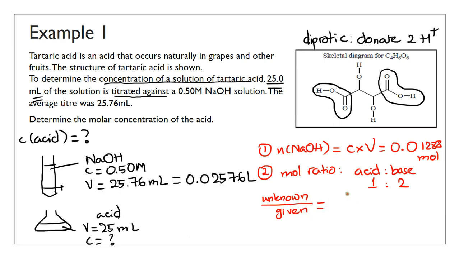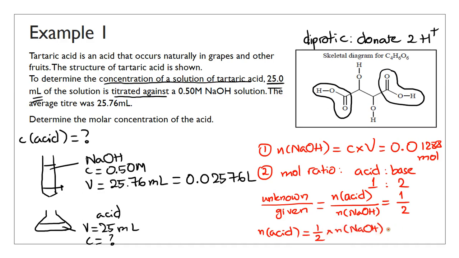So the unknown over given is going to be the number of mole of the acid over the number of mole of sodium hydroxide, which is a 1 to 2 ratio. So the number of mole of the acid is going to be half of the number of mole of sodium hydroxide, because you need twice the amount of NaOH to react with the acid.